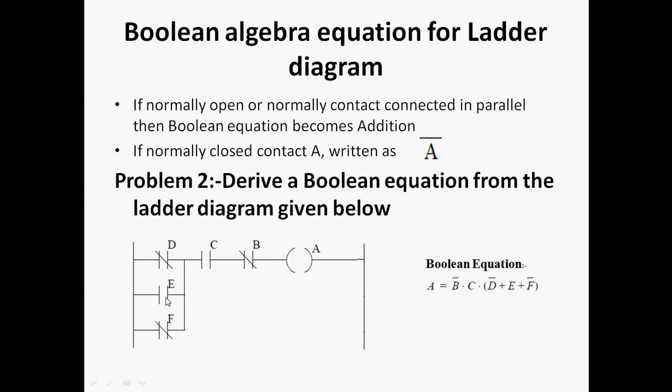I can write D bar because of normally closed, D bar into E into F, so in short D bar plus E plus F bar. This is the equation for the Boolean algebra. B bar is there, C is there, and these are in parallel. That's why I can write D bar plus E plus F bar. This is the Boolean equation generated for the ladder. It helps you find the different values. If you put the values here, 0, 1 like this, accordingly we can connect this, and then we can easily identify whether the output is on or off. This is the help of Boolean algebra.